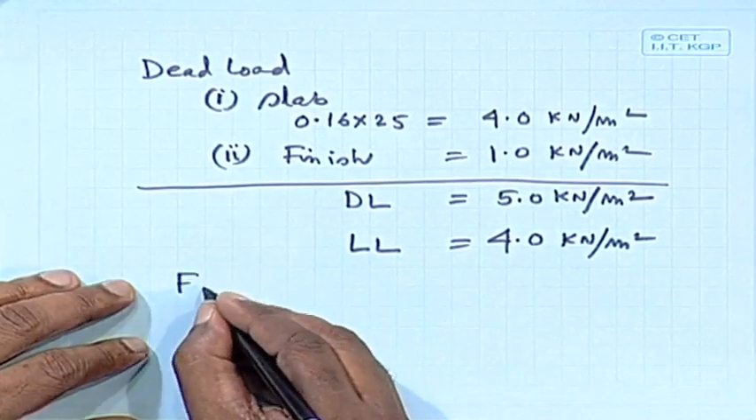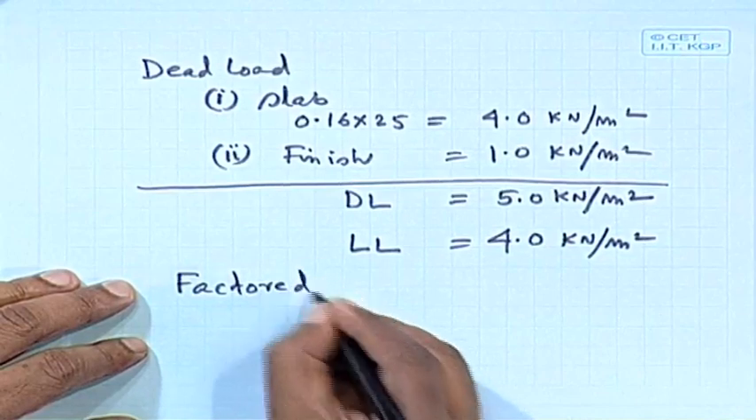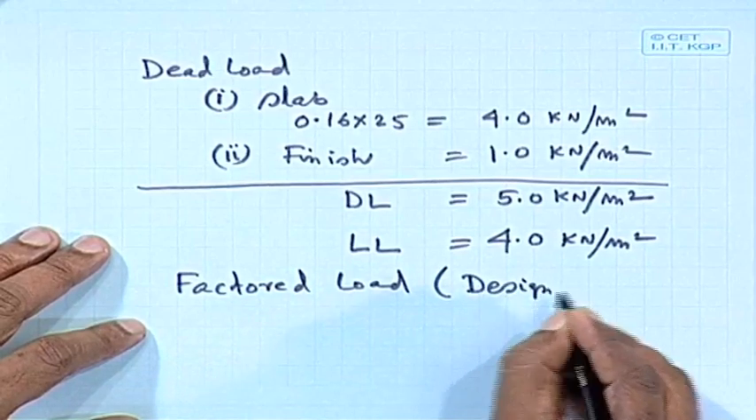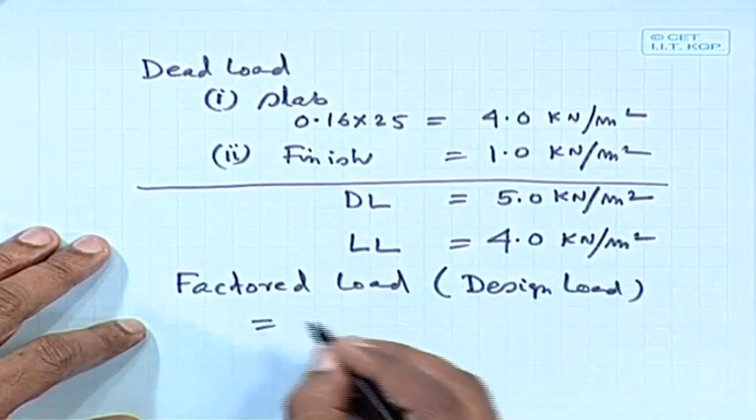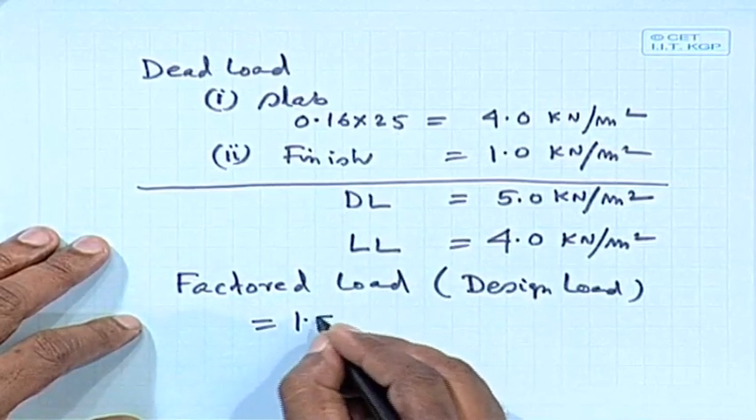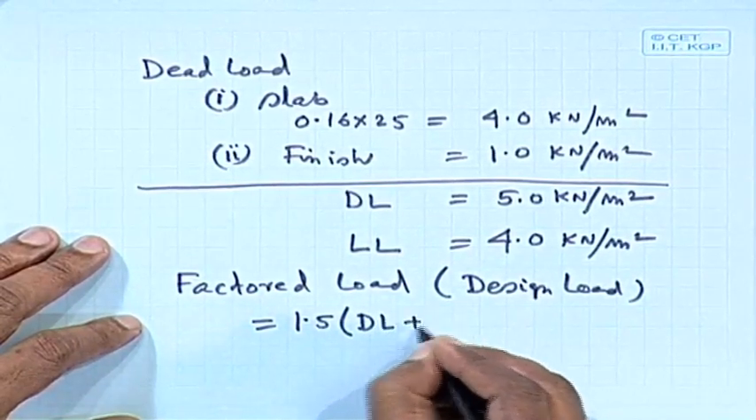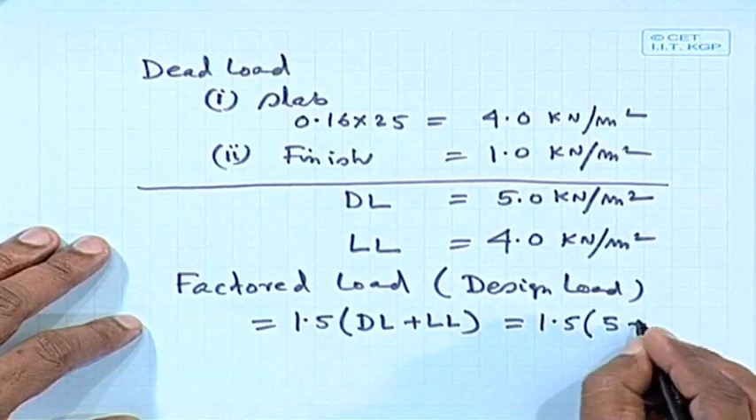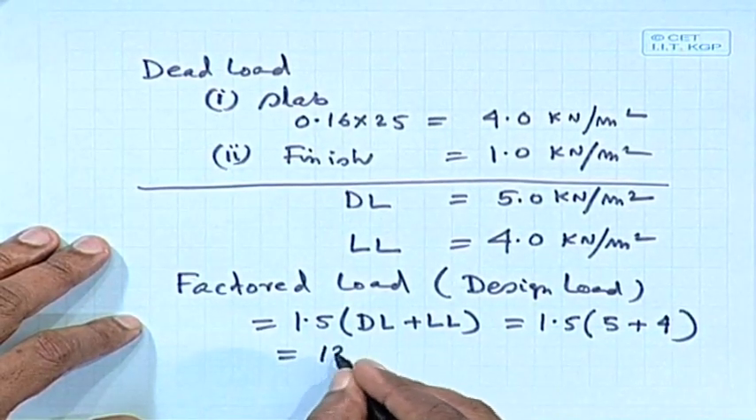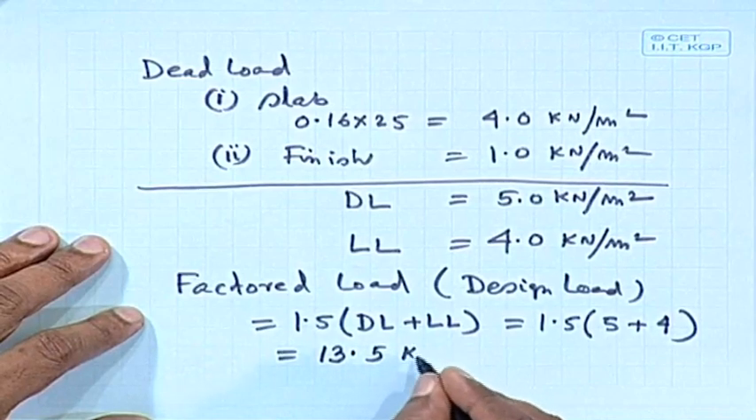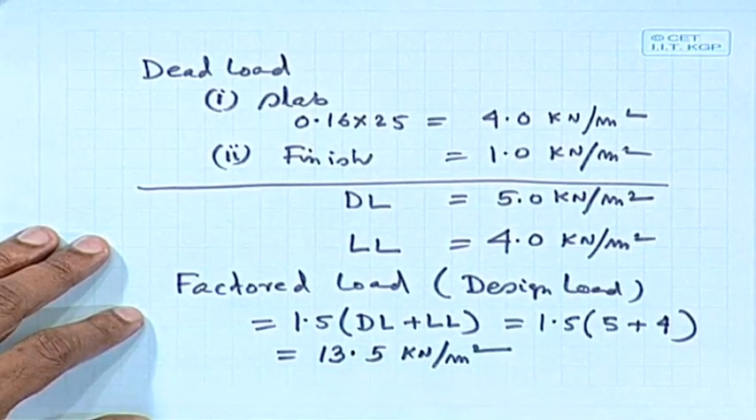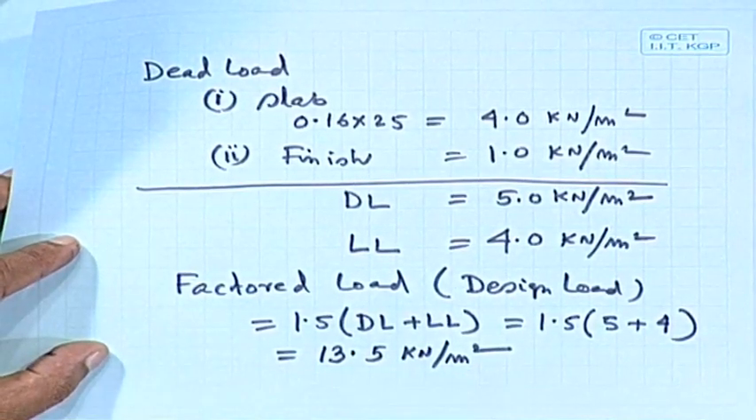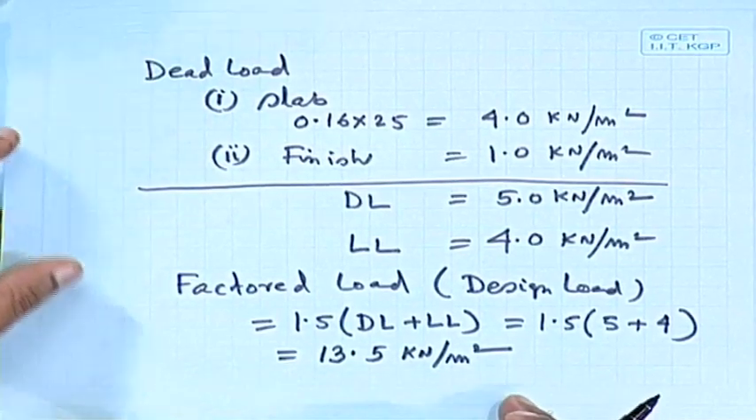So, factored load, or we call it design load. We are taking dead load and live load only, so let us multiply with 1.5 only. It comes as 13.5 kilonewton per square meter. What about the effective span? So, we know the factored load or design load is 13.5 kilonewton per square meter.